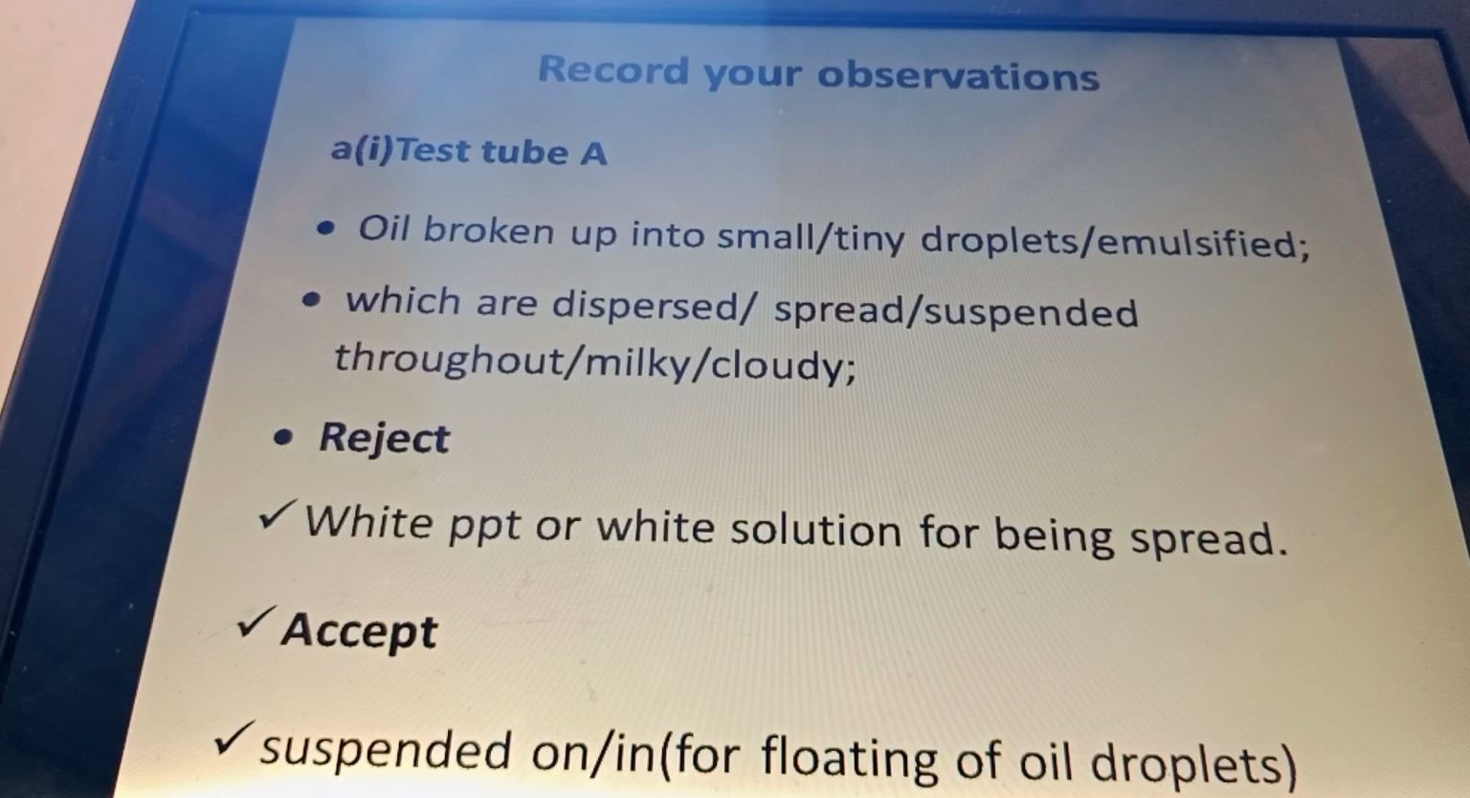Or oil is emulsified. Reject white precipitate or white solution for being spread. Accept suspended on or in for floating of oil droplets. So you can say that.